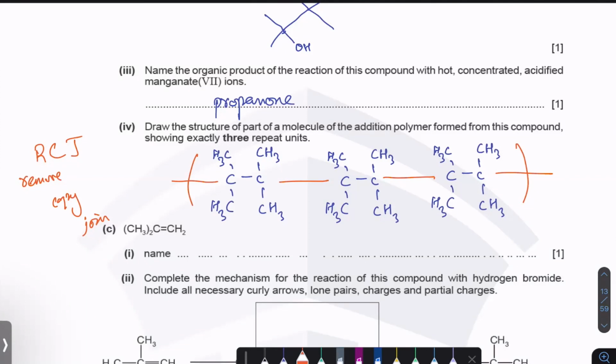All right. Now here's the thing. Do you have to draw the brackets? You shouldn't, because they said draw the part of the molecule. But you won't lose marks if you do. So you can do without them. It's fine if you leave them out, or you can put the brackets if you feel like. I hope it's clear to everybody.